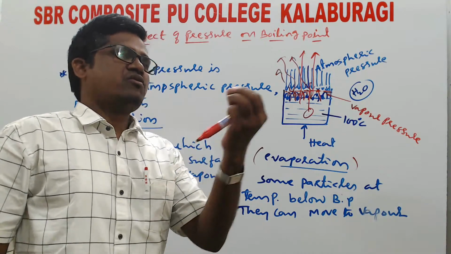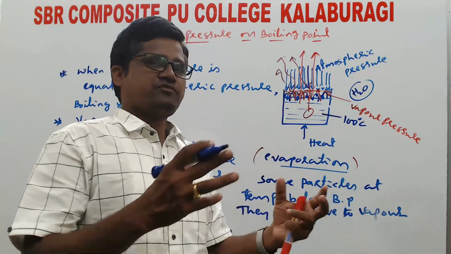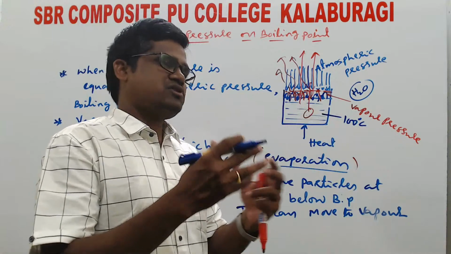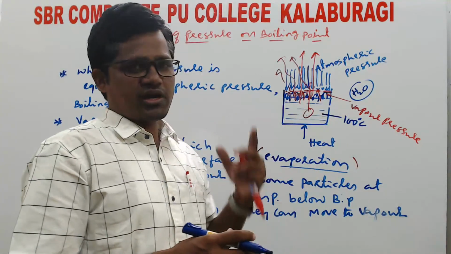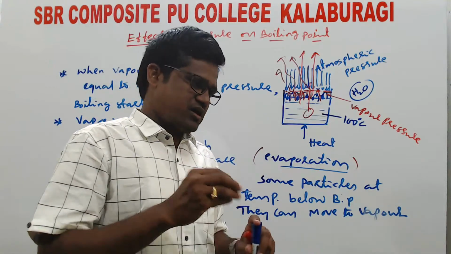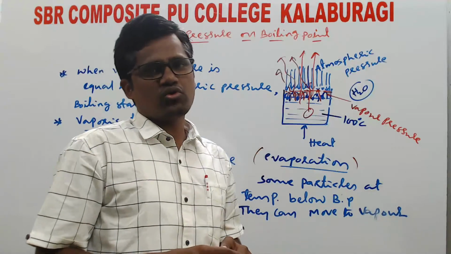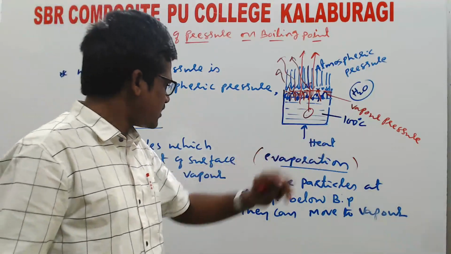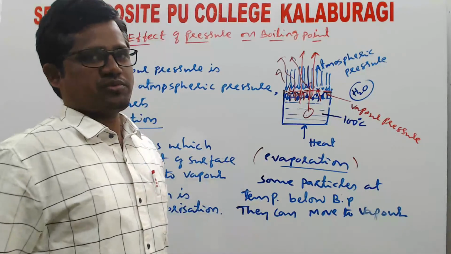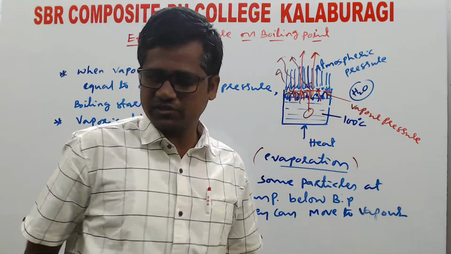Okay, small difference. What is evaporation? Very few particles, below the boiling point. Once they come out of the water surface, some particles, by chance, without colliding with atmospheric molecules, make their way to the atmosphere. This is what you can call evaporation. In vaporization, all particles go to the atmosphere. Here in evaporation, not all particles, very few particles go to the atmosphere. This is it.